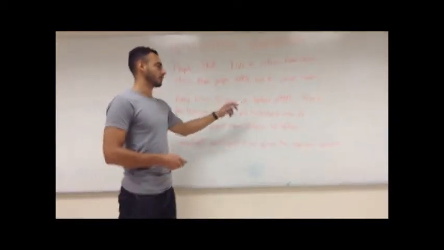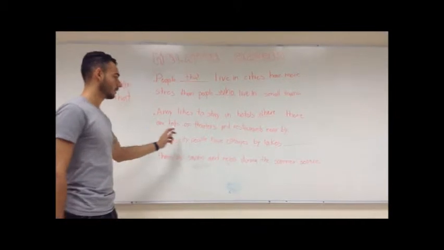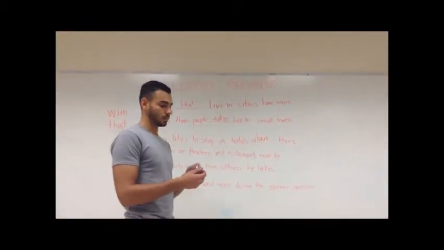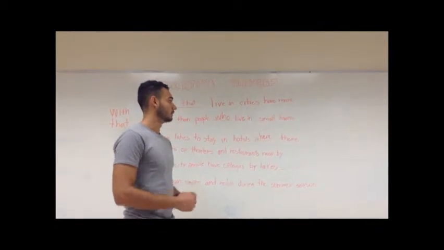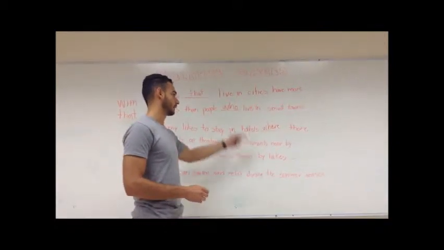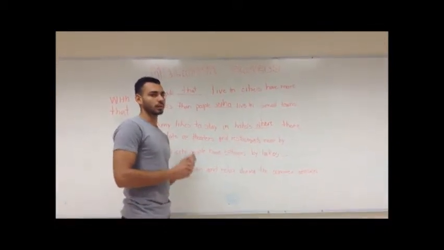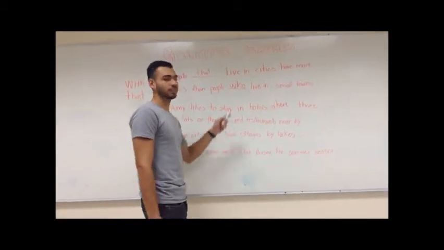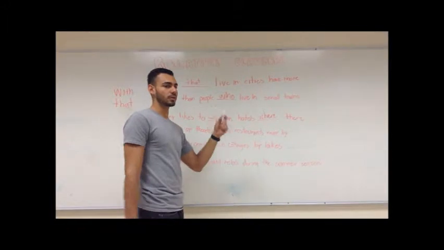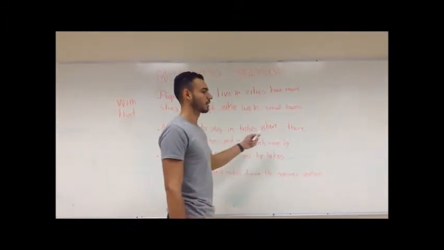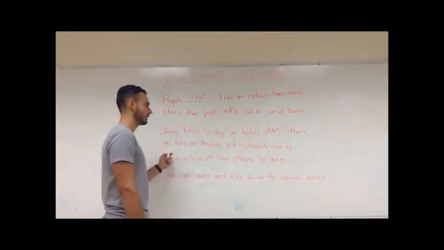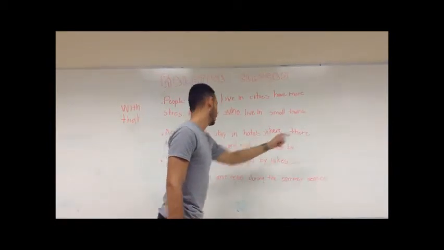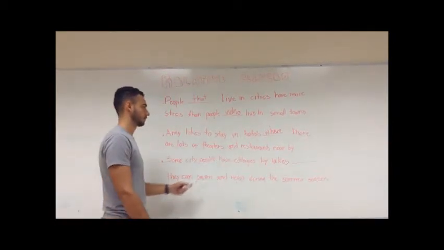Amy likes to stay in hotels where there are a lot of theaters and restaurants nearby. So this is a noun clause, like who, where you use for a non-specific place, but generally you're talking about the characteristics of that place. For example, here we don't know where there are a lot of theaters.